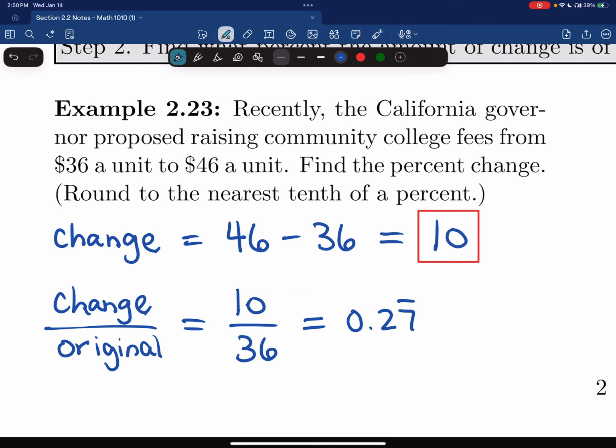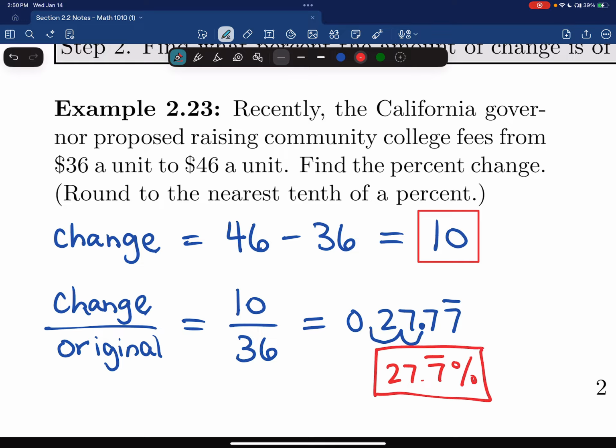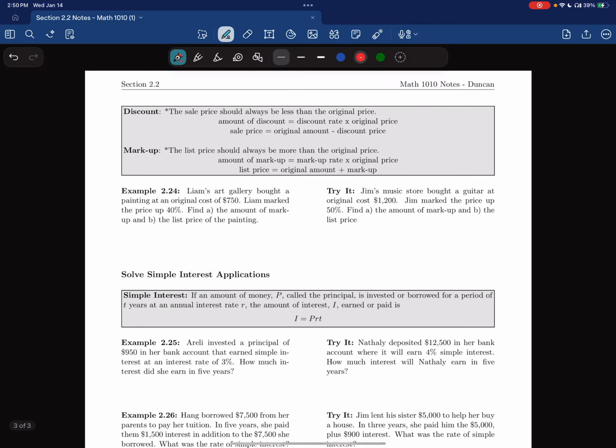Well, we've got to turn this into a decimal. I'll take the sevens a little further, just for fun. Sorry, we've got to change this from a decimal to a percent, so we're going to move the decimal place to the right 2 places. And our answer is 27.7%. Great. Moving forward.